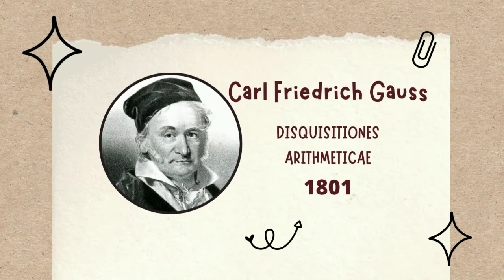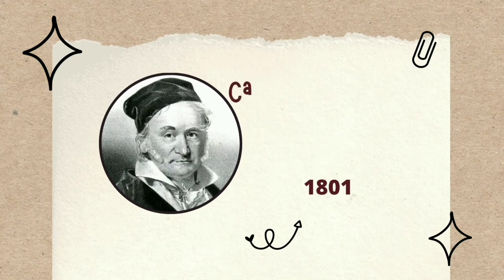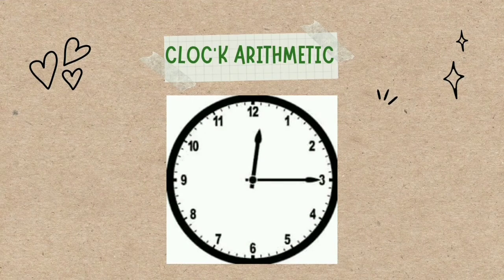The concept of modular arithmetic was developed by Carl Friedrich Gauss in his book Disquisitiones Arithmeticae in 1801 when he was 24 years old. What is modular arithmetic? It is a system of arithmetic for integers where numbers wrap around after they reach a certain value, which is called the modulus.